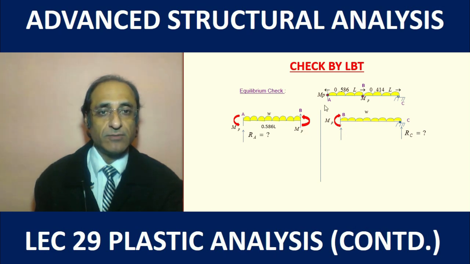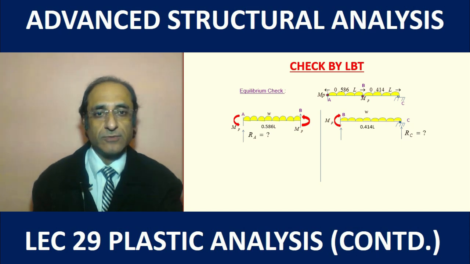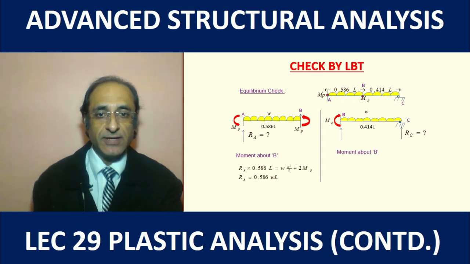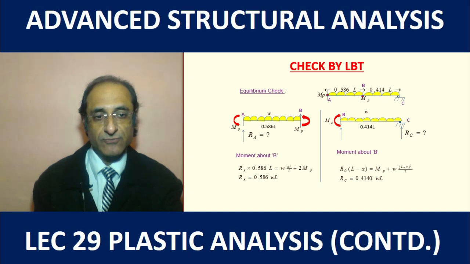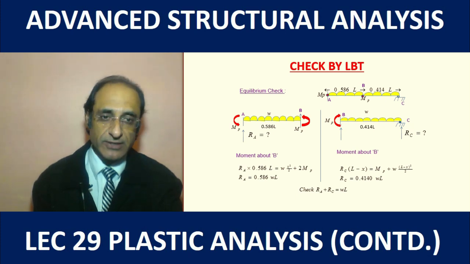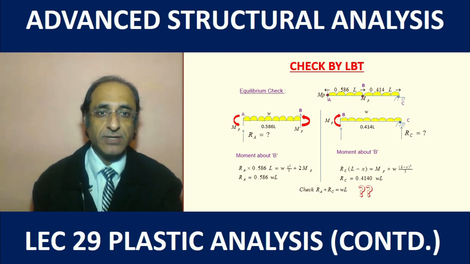So the moments are basically internal moments, so based on these free body diagrams we can find out the reactions RA and RC, which come out to be 0.586 WL and 0.414 WL respectively. So these have been independently worked out. So now we can check for the overall vertical equilibrium, and this comes out to be equal to WL. So that means the equilibrium check is satisfied.